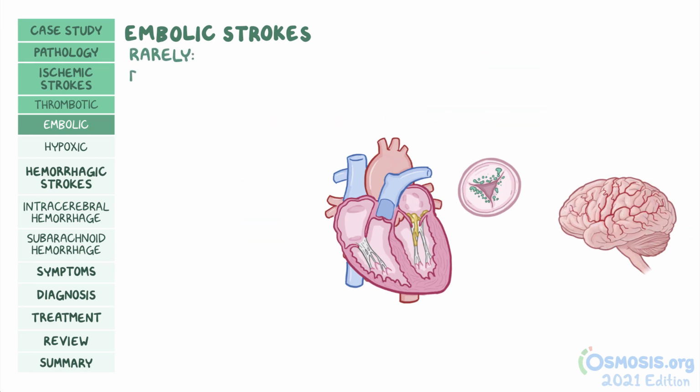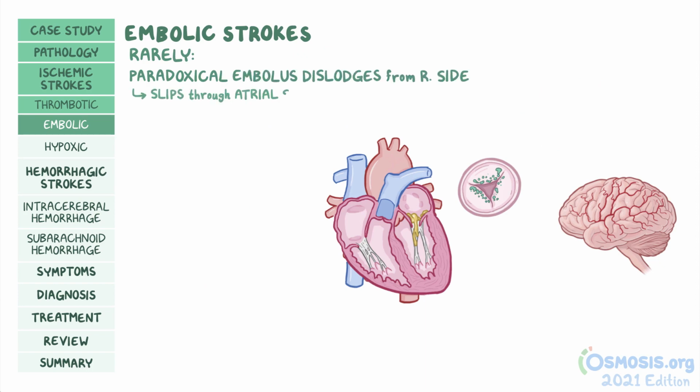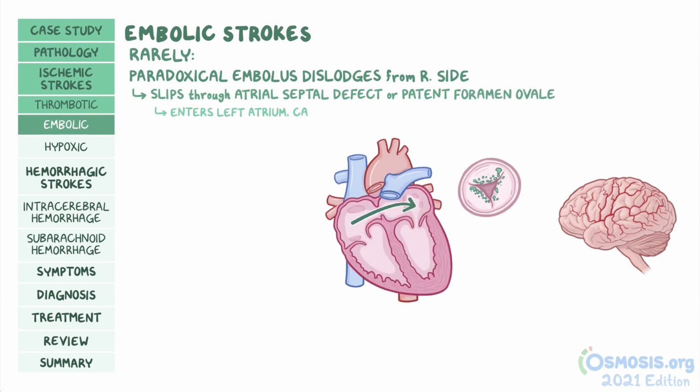More rarely, there might be a paradoxical embolus that dislodges from the right side and then slips through an atrial septal defect or patent foramen ovale. It enters the left atrium, and from there it can head off to the brain, causing a stroke.